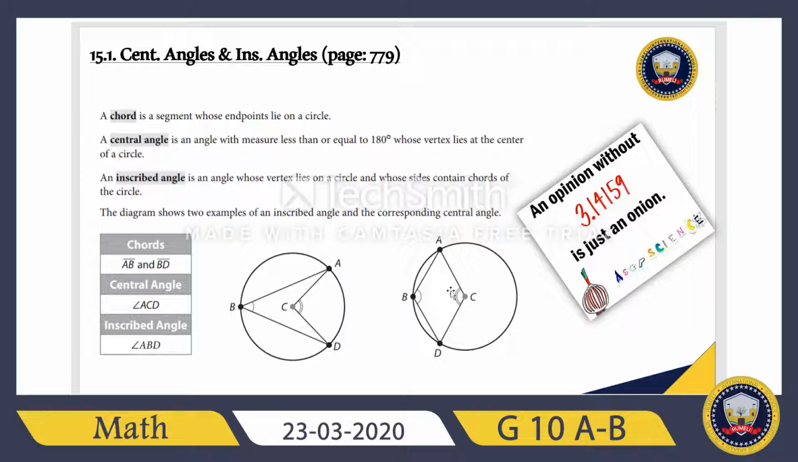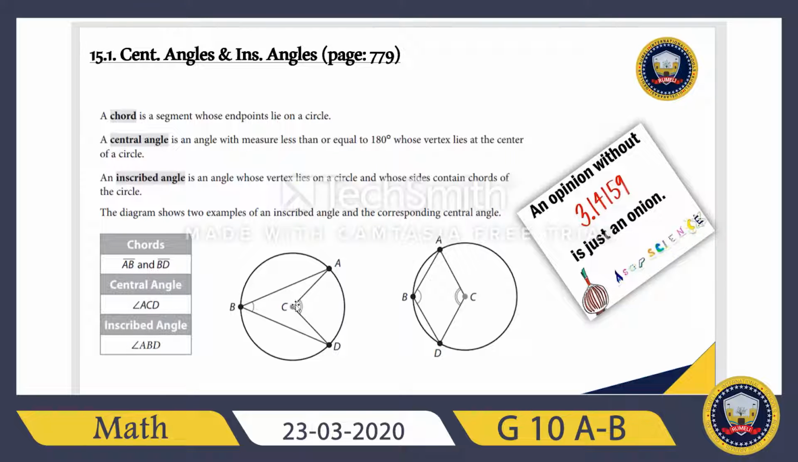We have another type of angles in the circles that is called inscribed angle. It's an angle that has a vertex not in the center, but in the perimeter of my circle. For example, ABD is an inscribed angle. So it is the angle that has a vertex, lies on a circle, and whose sides contain chords of the circle. So the inscribed angle, its sides are chords, whereas the central angle, its sides are not chords.